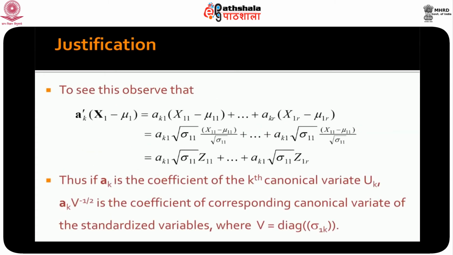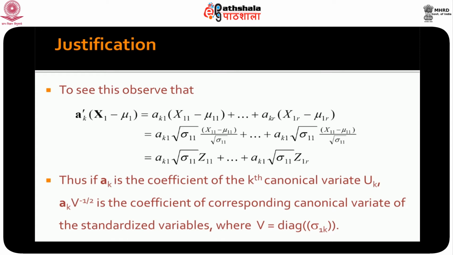How would that be different? Let us have a look at this combination here. Just look at the first set x1. If I look at x1 minus mu 1, the combination was ak prime (x1 minus mu 1), which led to uk. Now, we can break this up element-wise: ak1 into (x1 minus mu 1) plus ak2 into (x2 minus mu 2), etc., up to akr into (xr minus mu r).